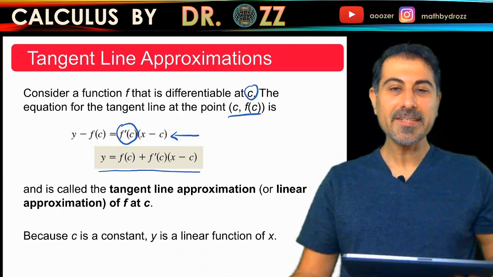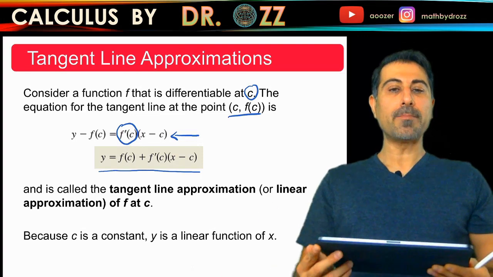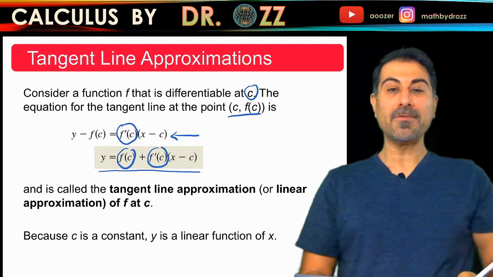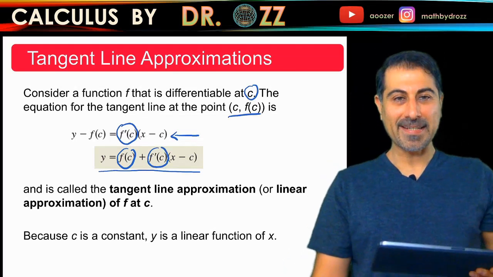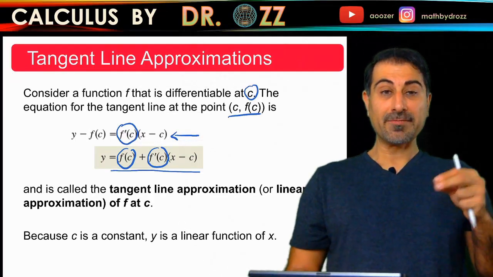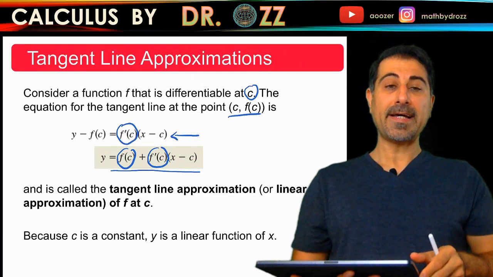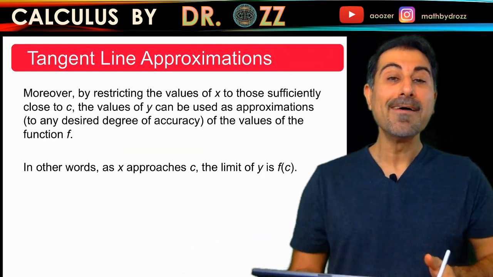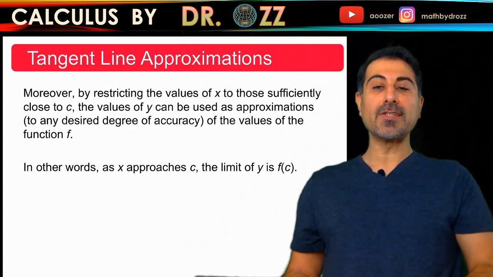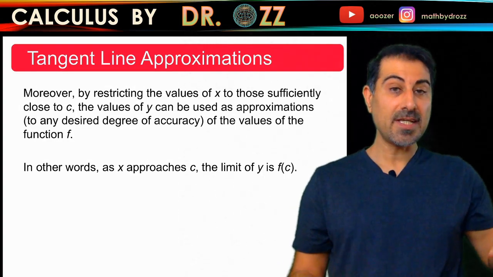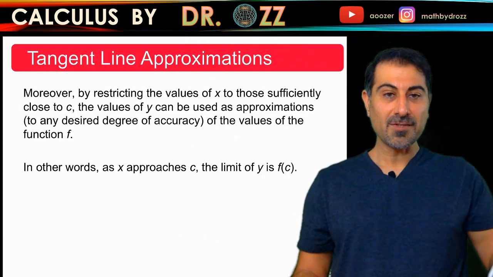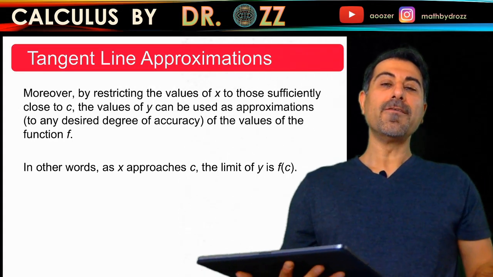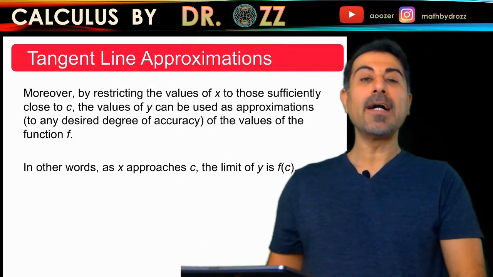You can see that C is a constant, because C is a point where you have the approximation. So these are all constants. Then you have the graph of a linear function of x. The catch is that the graph of the tangent line is very close to the graph of f at point C. So we use the values of y to approximate function values for x's very close to C. In other words, as x approaches C, the limit of y is f of C. For that reason, around C, we can talk about good approximations of function values by the tangent line approximations.